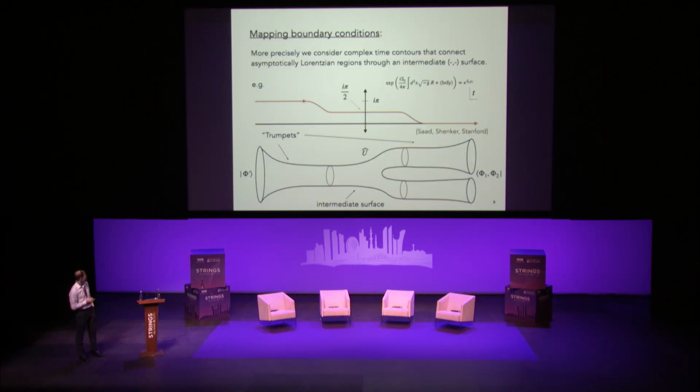So here's a cartoon for the kind of complex time contours that I have in mind in this problem. So down here, time is running from left to right, or at least the real part of time. So I have in mind a process in which I prepare a very, very large universe characterized by some phi in the far past, and then it splits into two universes in the far future. I call them phi 1 and phi 2. And asymptotically, the geometry is Lorentzian here and here.